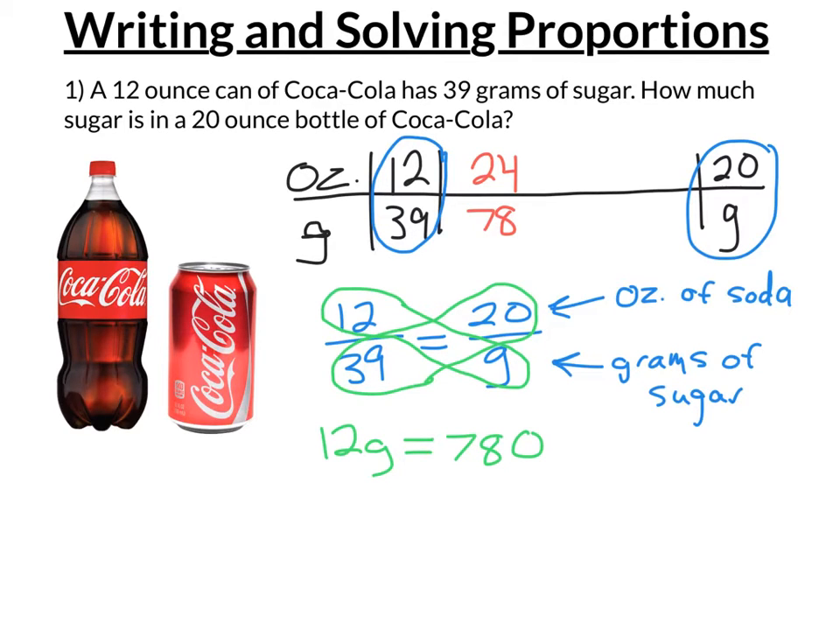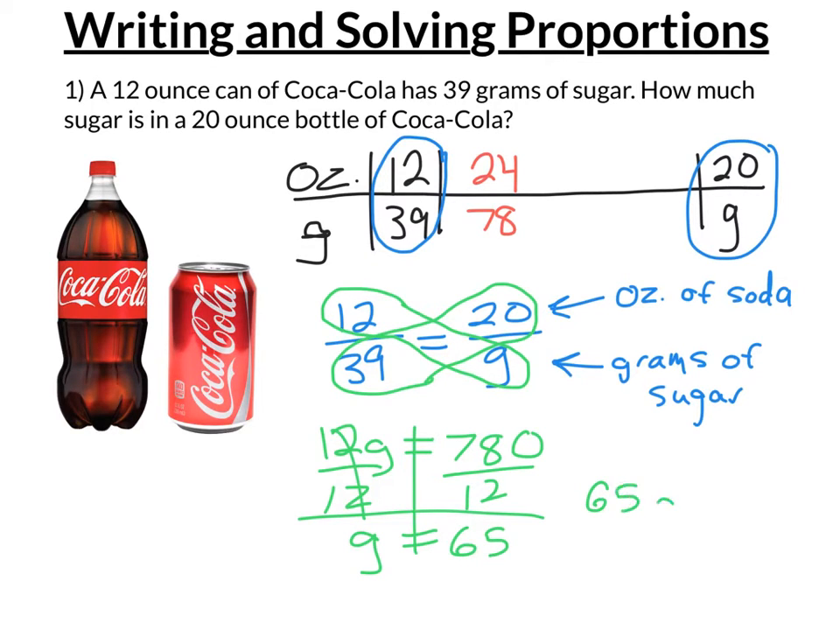12 times G equals 780, divide by 12. Divide by 12. And I get G equals, sorry, I had to grab my calculator, 65. So there are 65 grams of sugar in one 20-ounce bottle of Coca-Cola.